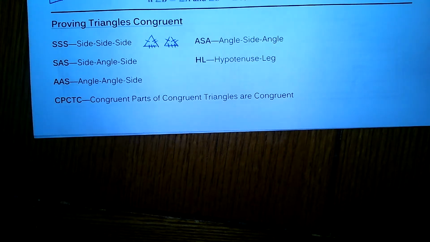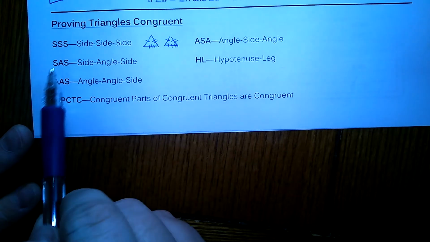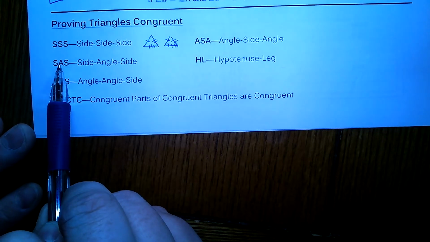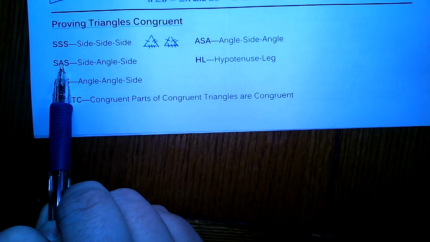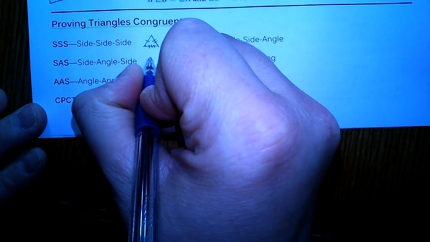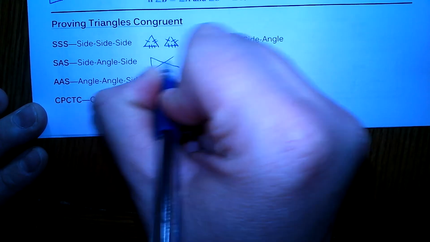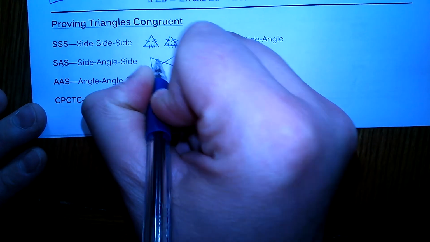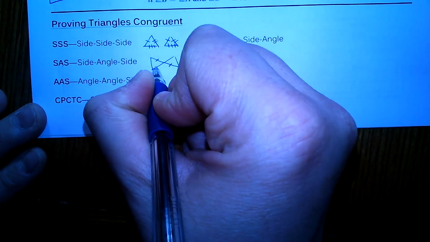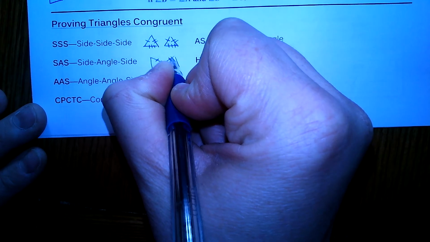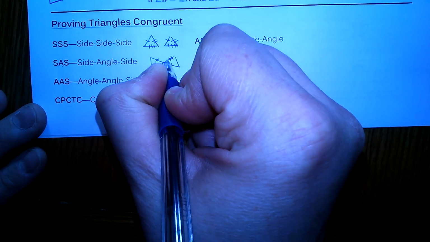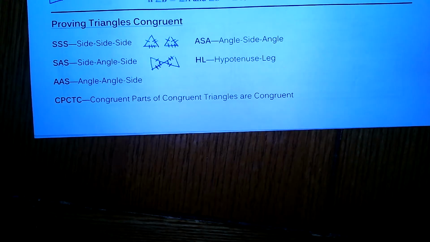Side angle side would say that two sides and the included angle are congruent. Maybe that would look something like this. Do maybe some vertical triangles here. One side, two sides, and the included angle. That would be a side angle side setup.